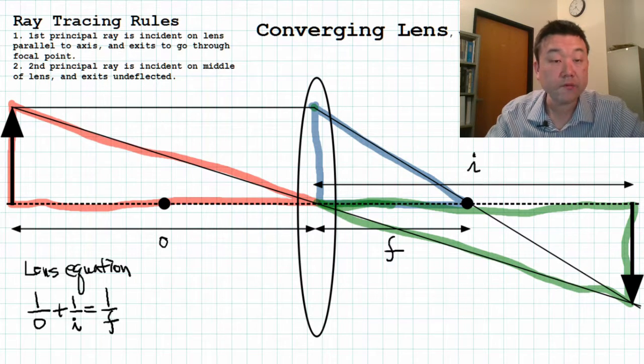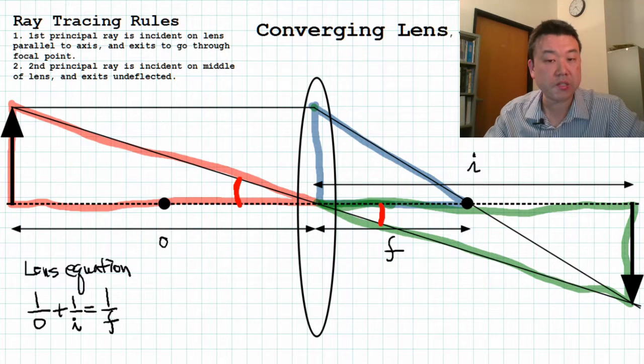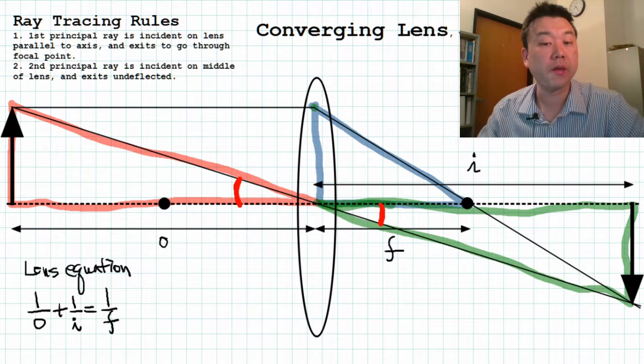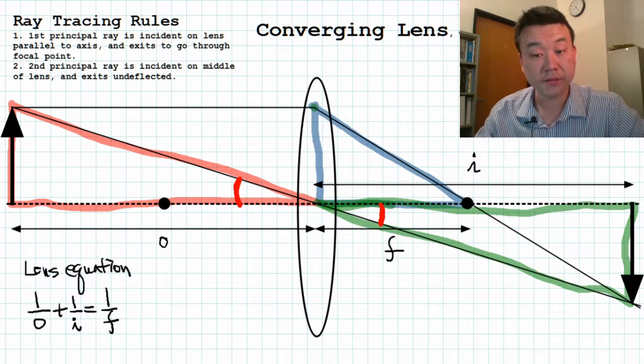These triangles involve some common features. The triangle involving the object distance is similar to the triangle involving the image distance. They share the same angle. Now, in this picture, they happen to be congruent triangles. In general, they won't be, but they are similar triangles.